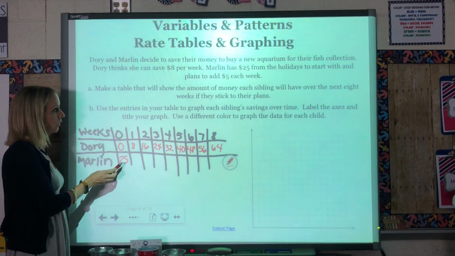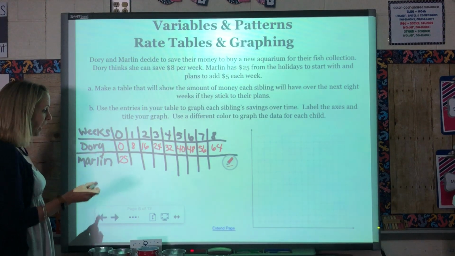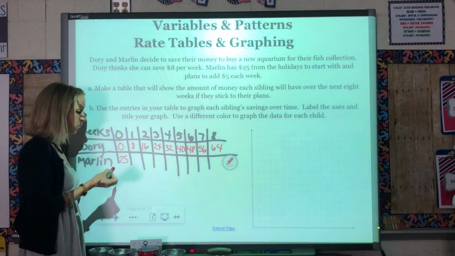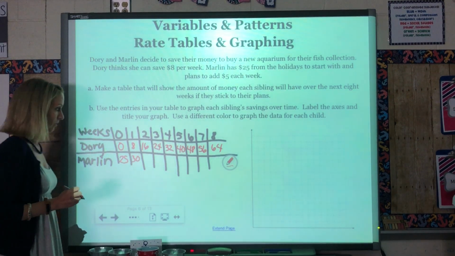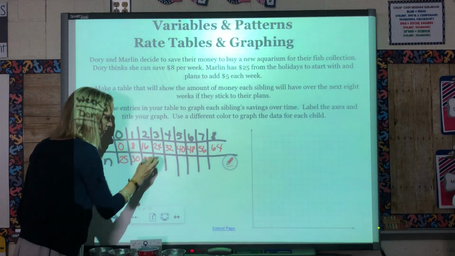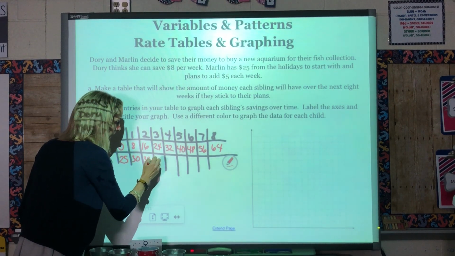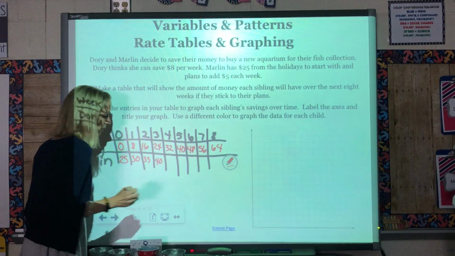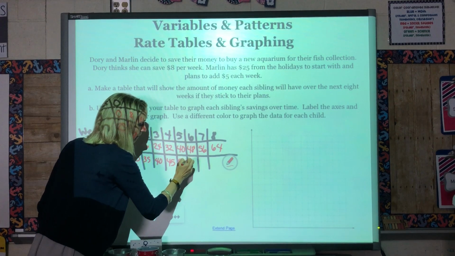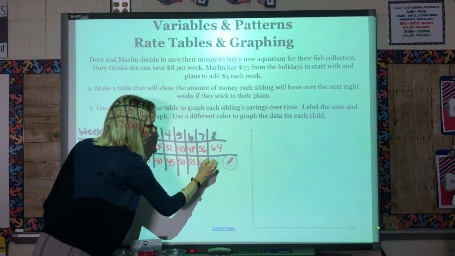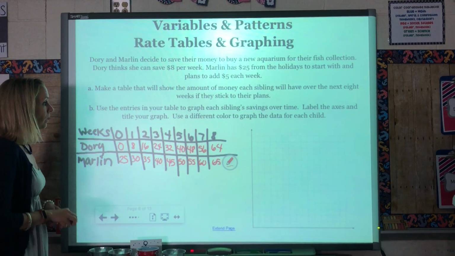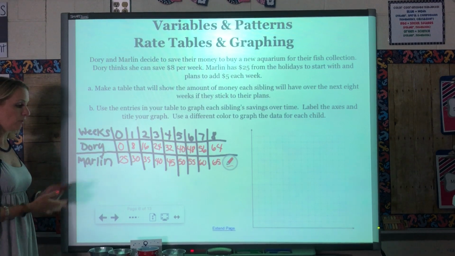Marlin, on the other hand, starts with his $25, and he's adding $5 each week. So after week 1, he'll have his $25 he started with plus $5 more, so that would be $30. After week 2, now he's going to have $5 more, so he'll have $35. Week 3, I'm adding again $5 more, so we have $40. Then he'll have 45, 5 more would be 50, 55, 60, $65 at the end of 8 weeks. So now I have my table of data.